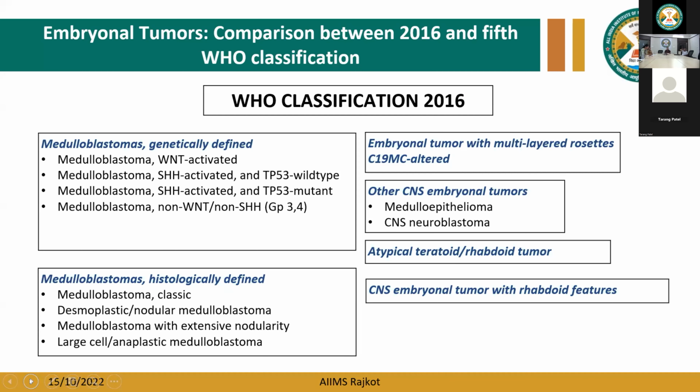So I'll first show what the 2016 WHO classification was. According to 2016, medulloblastomas genetically defined were divided into 4 categories: WNT activated, SHH activated TP53 wild type, SHH activated TP53 mutant, and non-WNT non-SHH group 3 and group 4. The other category was histologically defined, which comprised classic, desmoplastic nodular, with extensive nodularity, and large cell anaplastic medulloblastoma. Other than that, we had embryonal tumor with multilayered rosettes, C19MC altered, and other CNS embryonal tumors like medulloepithelioma, CNS neuroblastoma, atypical teratoid rhabdoid tumor, and CNS embryonal tumor with rhabdoid features.